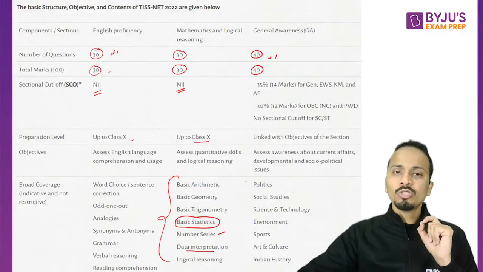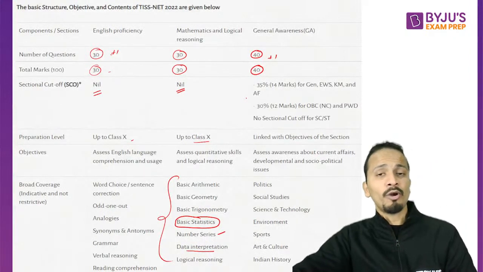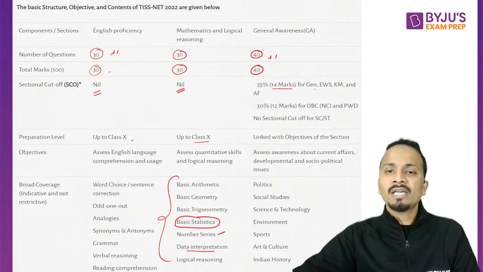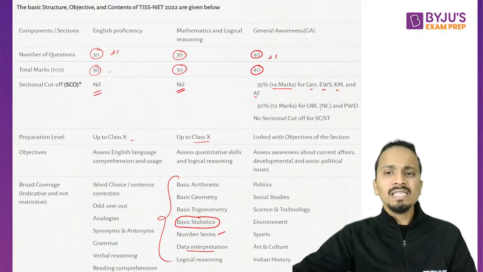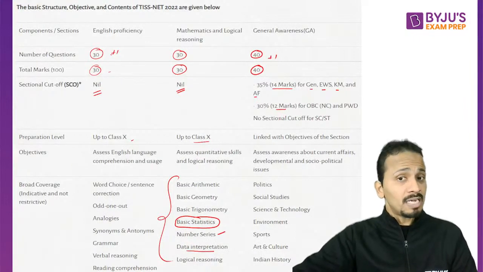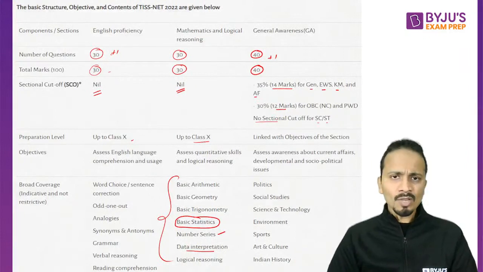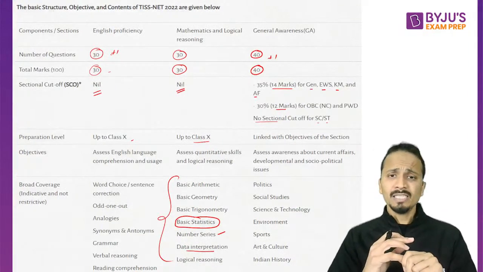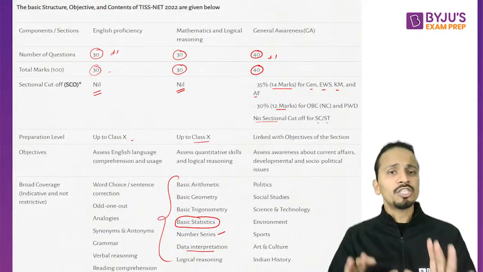All right, now one of the most important factors here is the sectional cutoff for the general awareness section. This is a very important point all of you must focus on. For this section, there is a sectional cutoff of 14 marks for students who belong to the general category, EWS, KM, and armed forces. Further, for OBC and PWD candidates, the sectional cutoff is 12 marks. And if you belong to the SC or ST category, then there is no sectional cutoff for the general awareness section. So the people coming from general, EWS, KM, armed forces, OBC, and PWD categories need to clear the sectional cutoff, which is clearly given on the official website of TISS.